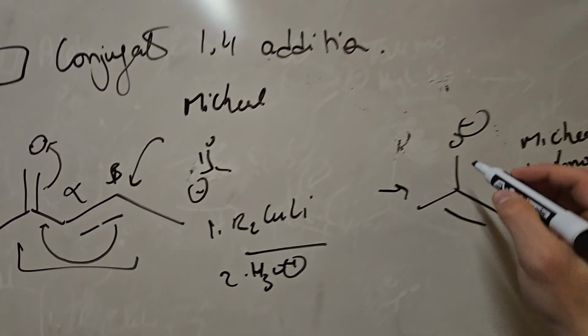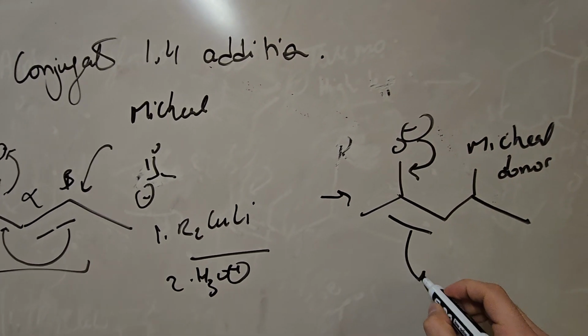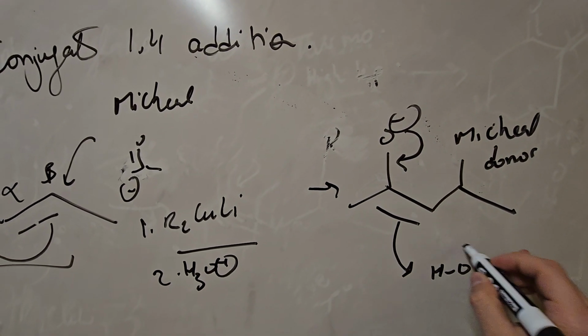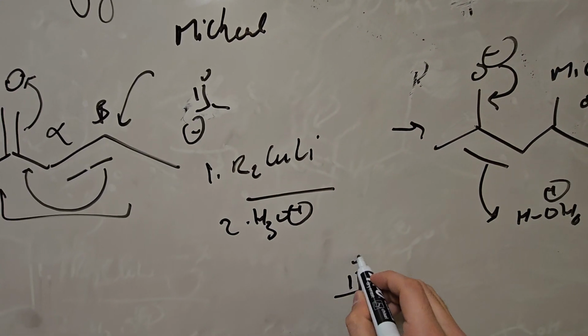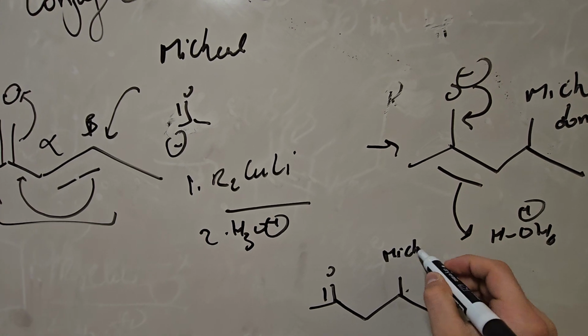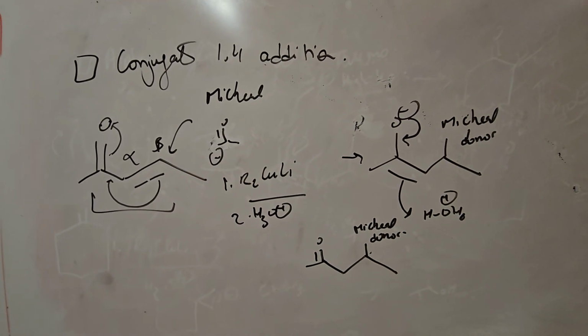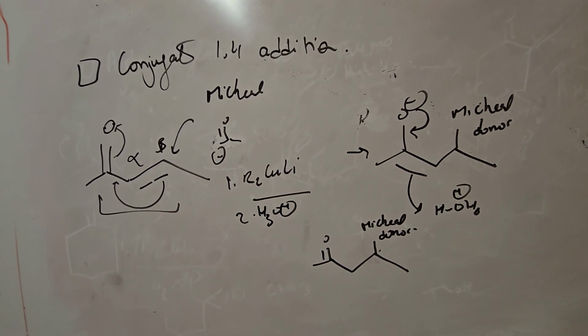And then there's a second acid workup step where these electrons come down to form a pi bond, and this pi bond attacks a hydronium to form this final product. And I will show an example.